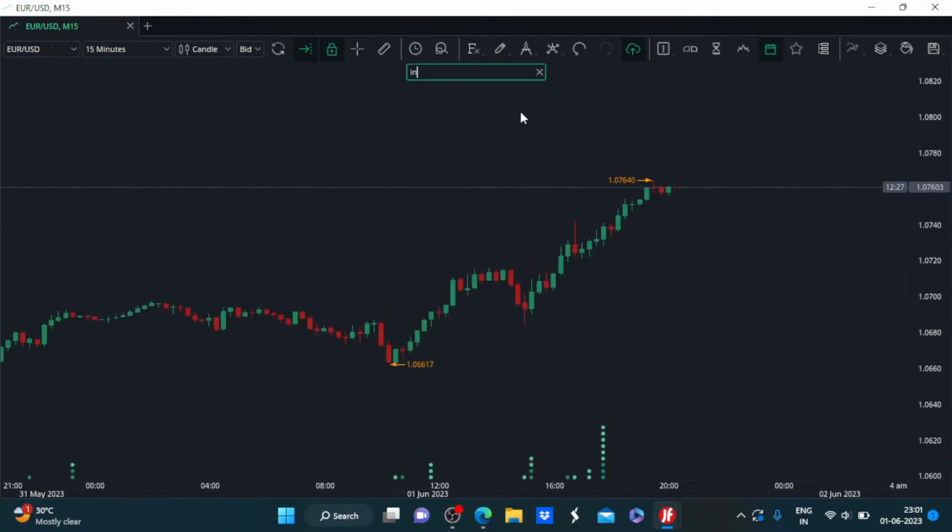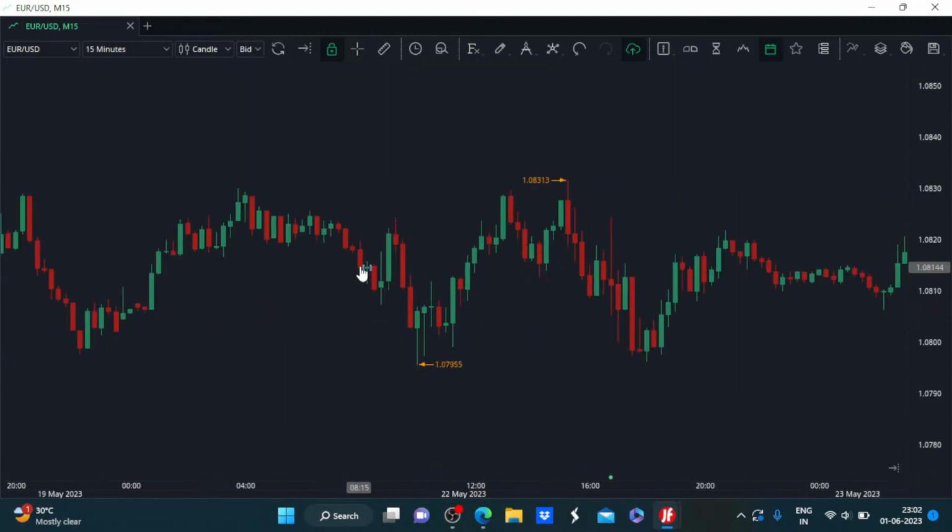Let me see if I can find examples of the pattern in recent price action of the Euro USD. I have added the pattern, and now we have to search for the recently formed pattern which was recognized on the chart. Here it is, one example being found.